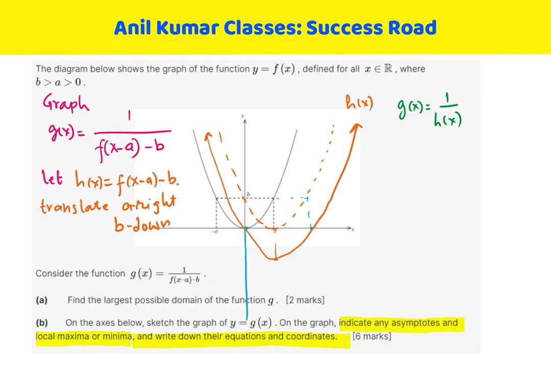So when you pull it down by b units, this point is minus b. You get the idea? These points are 0 and 2a, correct? Right? The axis is at a. So we have vertical asymptotes at 0 and 2a, which are restrictions on the graph. So let me draw that.